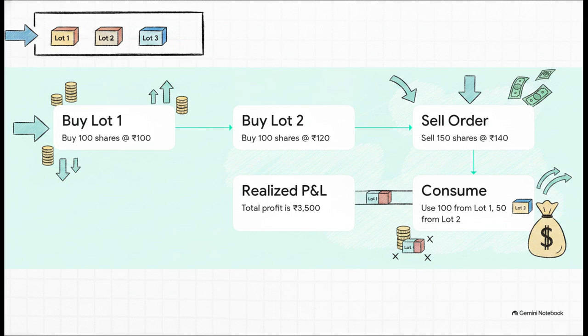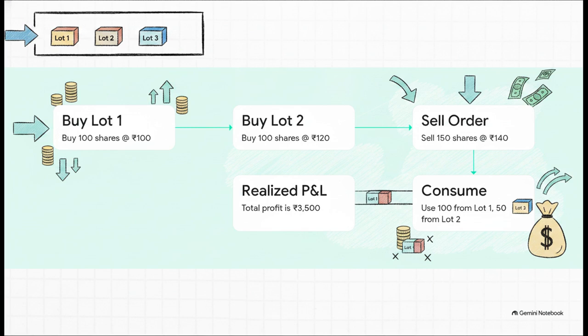Look at step 1, you buy 100 shares at 100. Step 2, you buy another 100 shares at 120. Then in step 3, you decide to sell 150 shares at 140. Because we're using a queue, we process this first in, first out. So for step 4, we consume all 100 shares of that very first, oldest lot, and then we take 50 shares from the second lot. Finally, step 5, calculating our realized P&L.